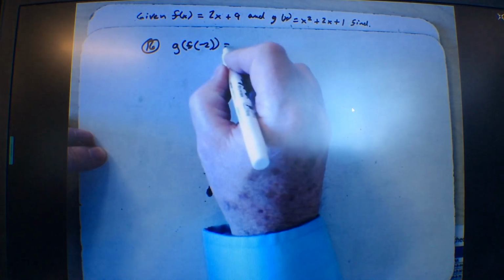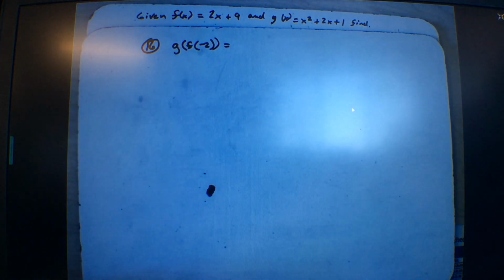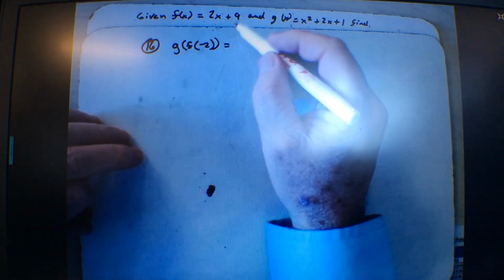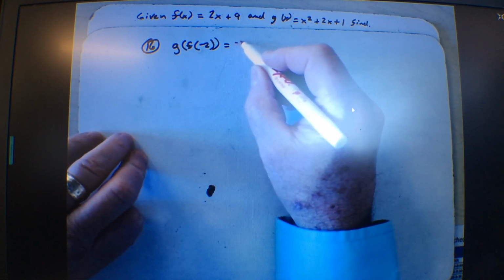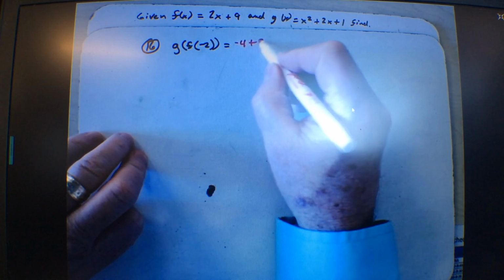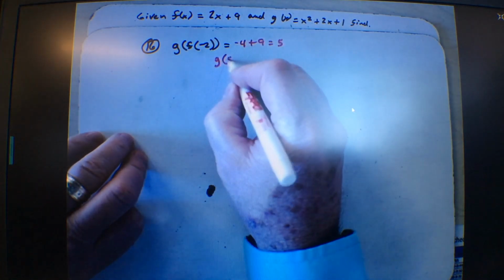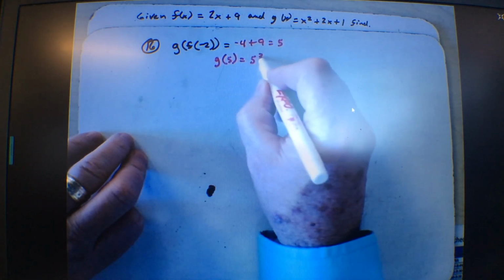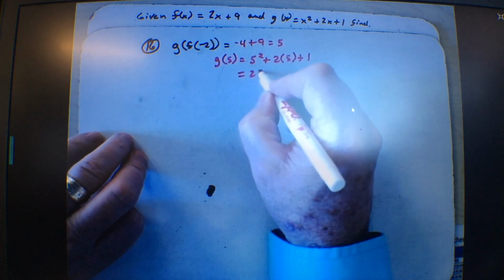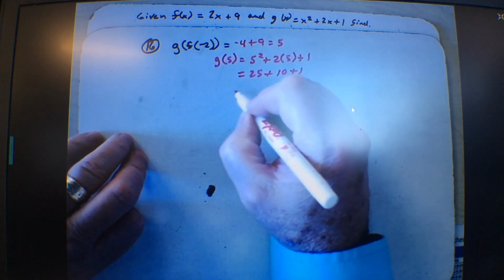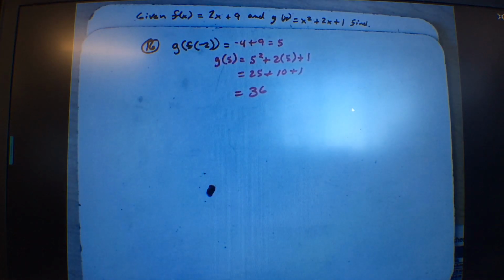Okay? All right, so I put a negative 2 into the f function, right? So I have negative 4 plus 9, I get a 5. And then I take g of 5, which is 5 squared plus 2 times 5 plus 1. So I have 25 plus 10 plus 1, which is 36. So you have to do that also.